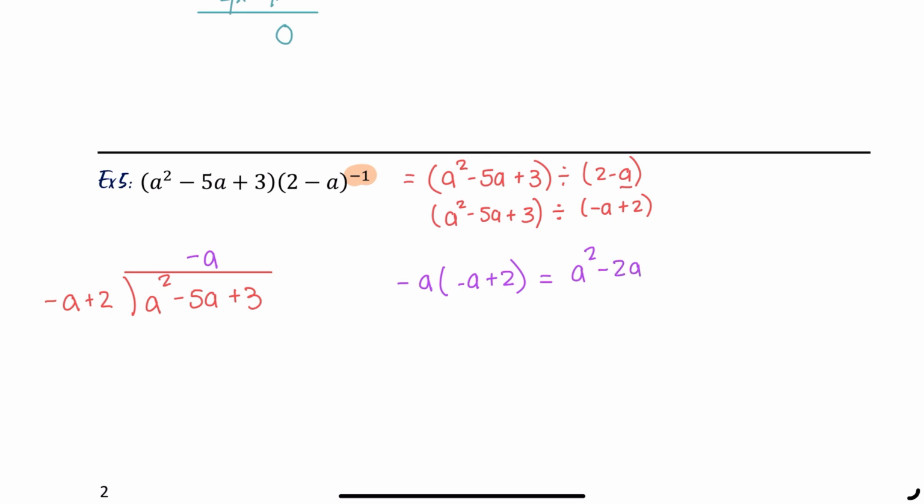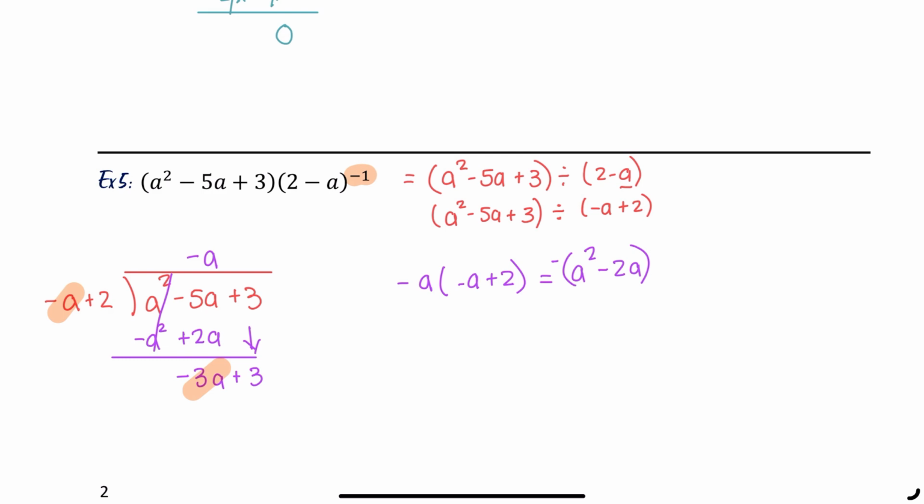But remember, we have to distribute that negative again to subtract. So that will give me a negative a squared plus 2a. I'll go ahead and collect my like terms. That's going to cancel out my a squareds, leave me with a negative 3a, bring down the plus 3, and then I'll start over. So I'm going to start over with taking negative 3a and dividing it by negative a.